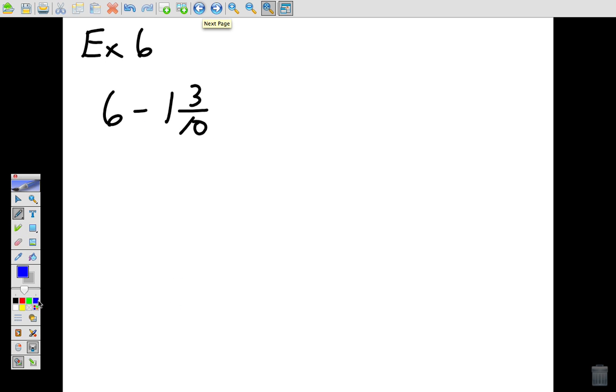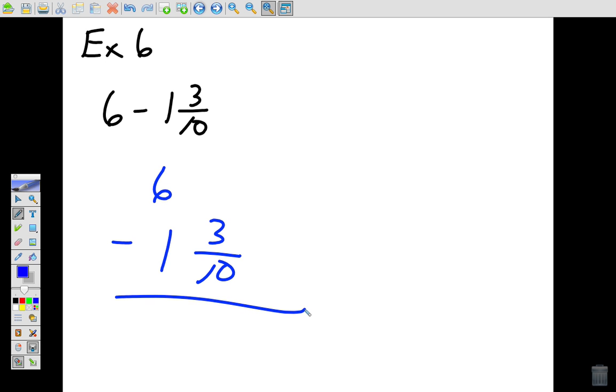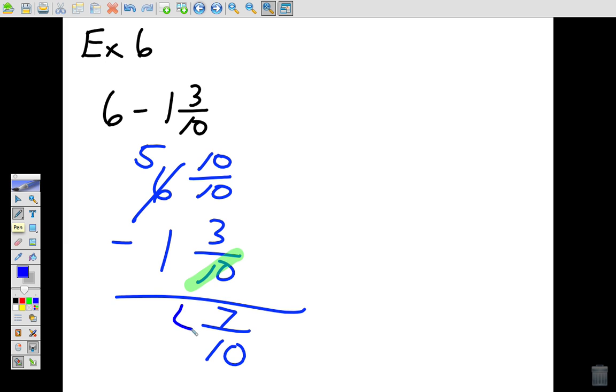All right, example 6, another example. 6 minus 1 and 3/10. I can't take 3/10 away from nothing, so I borrow. I'm working with 10s, I always look at the denominator. So let's call the one I borrowed 10 over 10, right? Because that's 1. So, let's see, 10 minus 3 is 7, 5 minus 1 is 4 and 7/10.